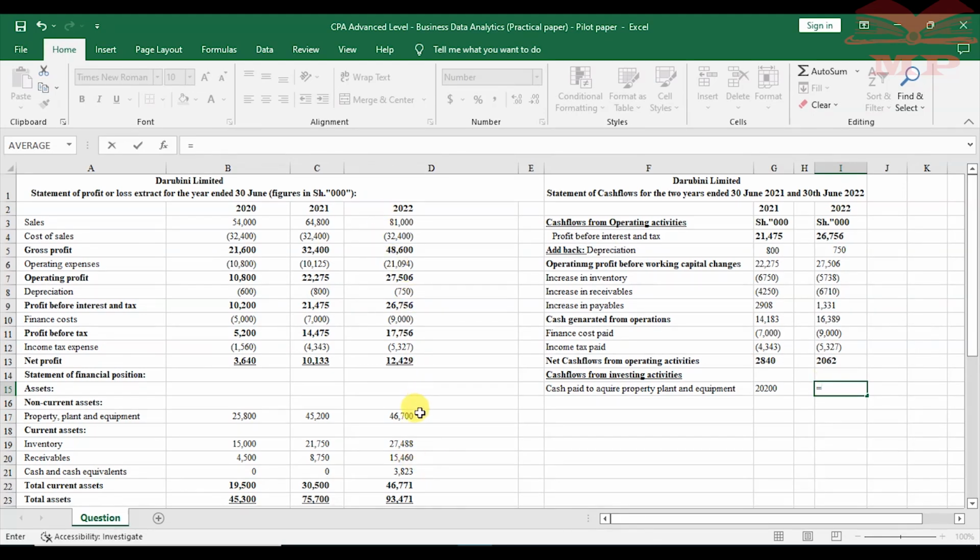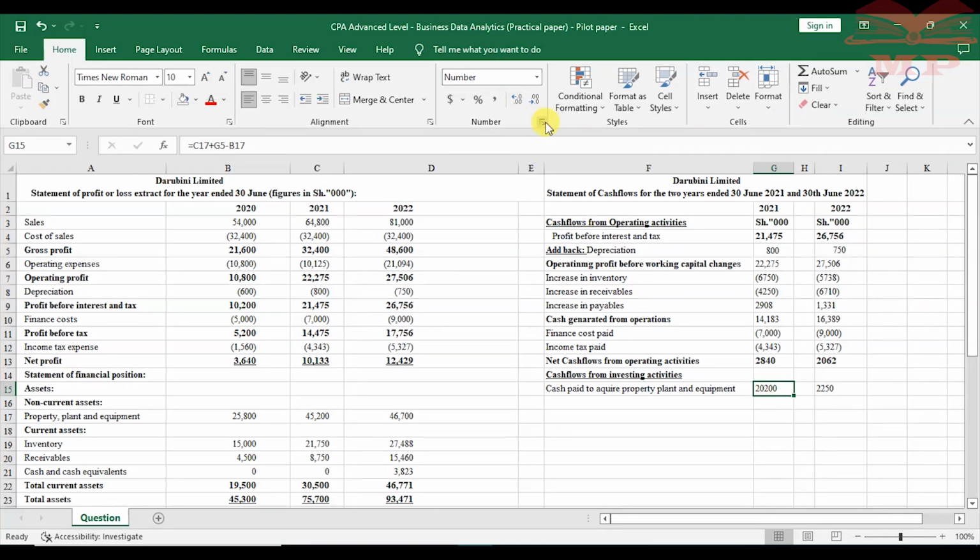The same case here, equal sign. The balance at the end of the year 2022 is 46,700. Add the depreciation charge for the year, 750. Then you less the balance at the beginning of the year, which was 45,200. Then you enter. That gives you 2,250 as cash paid to acquire property, plant and equipment. But they're supposed to be outflows, so we'll find a way of making them outflows.